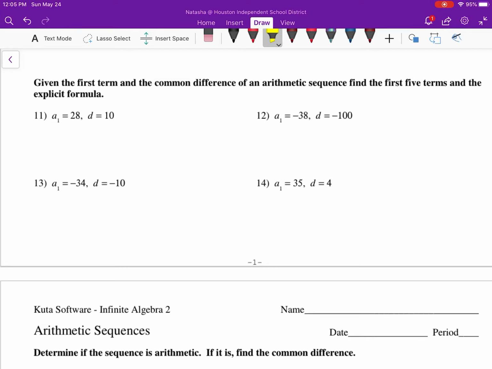Alright, so on this one, given the first term and the common difference of the arithmetic sequence, we want to find the first 5 terms in the explicit formula. So here, I'm not even going to use the explicit formula.